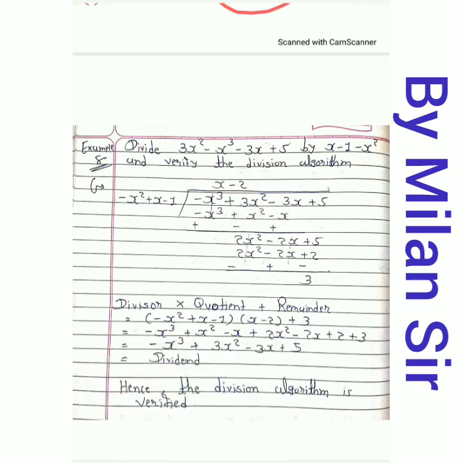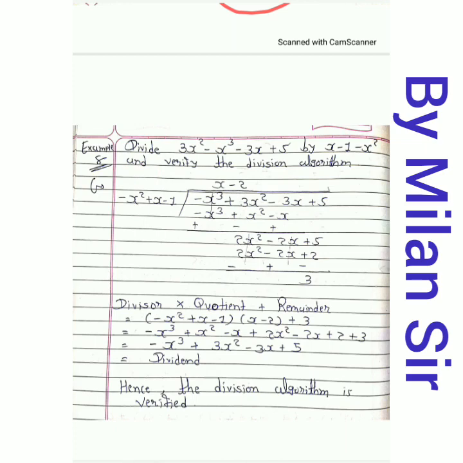So first of all, arrange your p of x. First I need to write x cube because it has the highest exponent of the variable, then plus 3x square, then minus 3x and plus 5. Now g of x, same thing, arrange the g of x. First I need to write minus x square because it is the highest exponent, then plus x, and at last minus 1. Sequence wise, exponent 2, then 1, then 0, meaning the constant term we need to write at last.